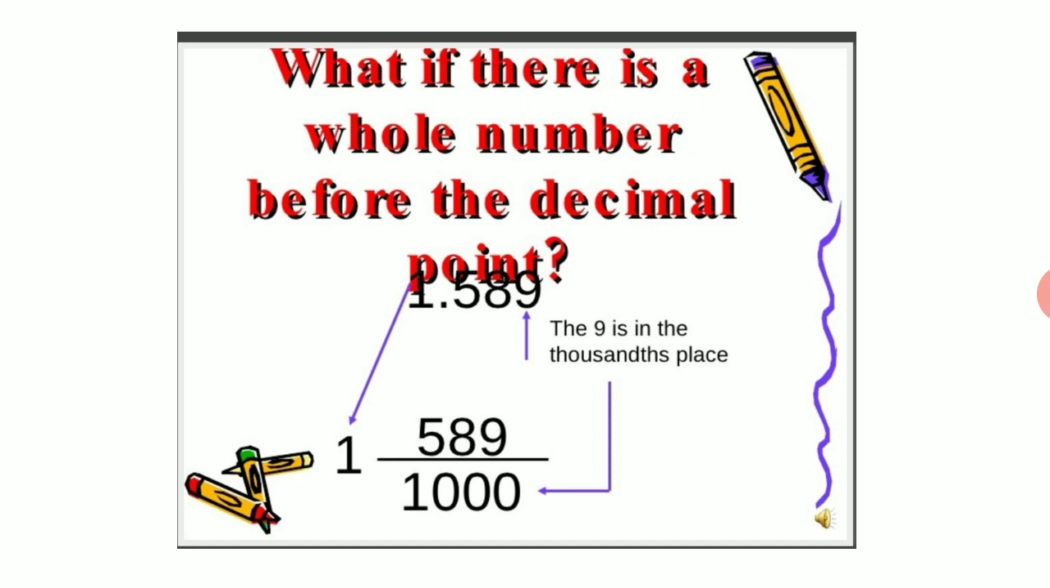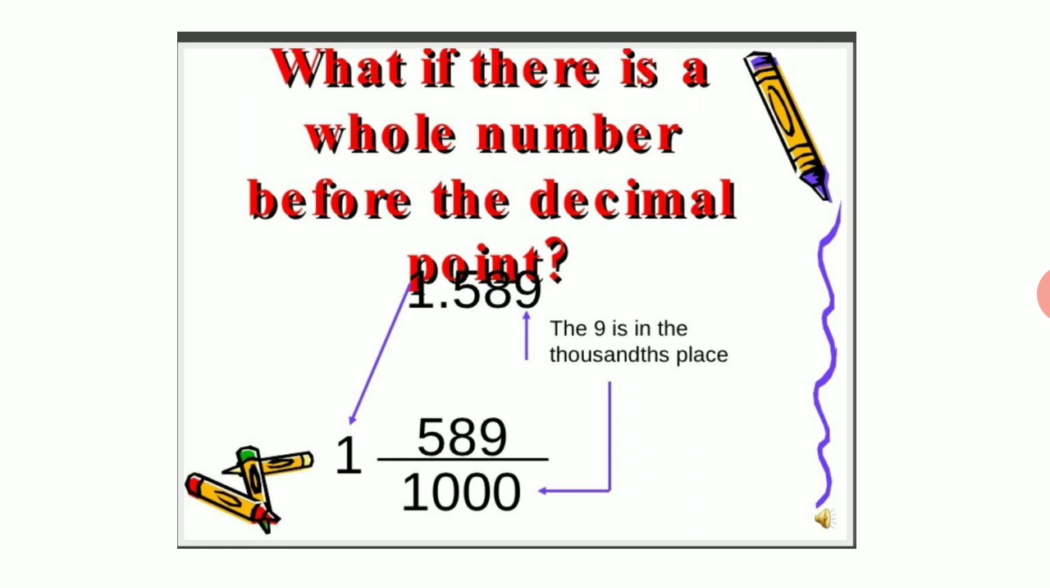1.589. After the decimal, children, you are having 3 places, that is the 10th place, the 100th and the 1000th place. That means here, according to the place value chart, the value of 5 is 5 by 10, the value of 8 is 8 by 100, and the value of 9 is 9 by 1000. So 9 is lying here in the 1000th place, 8 in the 100th and 5 in the 10th place.